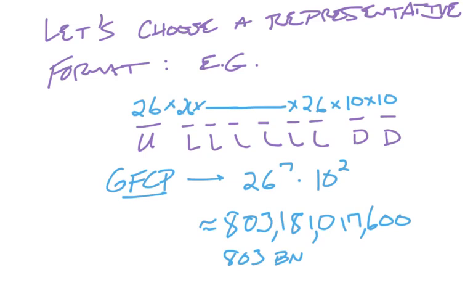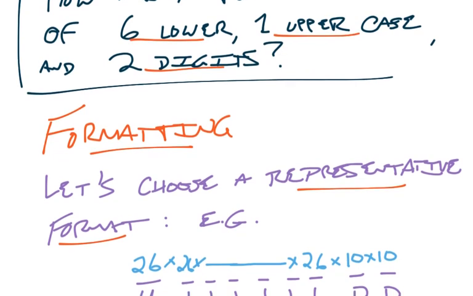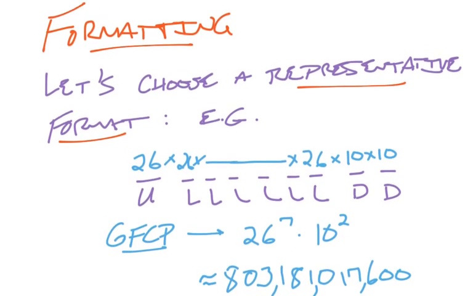And remember, this is only in one representative format. And what I mean when I say that is that, say you go to a website and it tells you your password has to have 6 lower, 1 upper, and 2 digits. Well, maybe some of you will say, okay, I'm going to put the uppercase letter first, like we have here, and then I'm going to do all 6 lowers, and then I'm going to do my 2 digits.